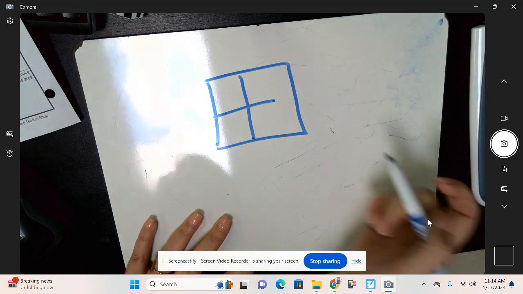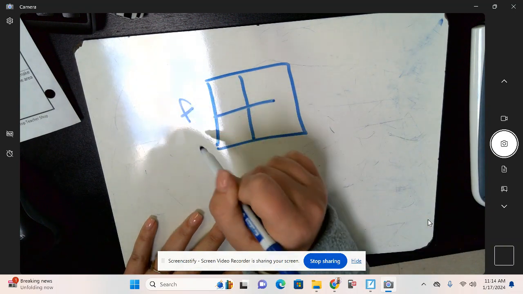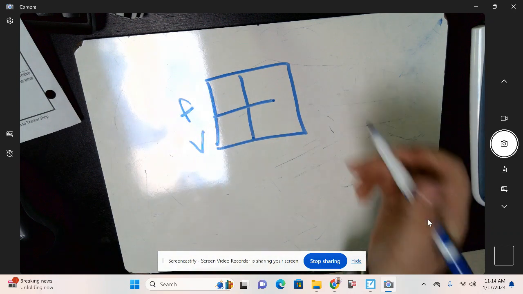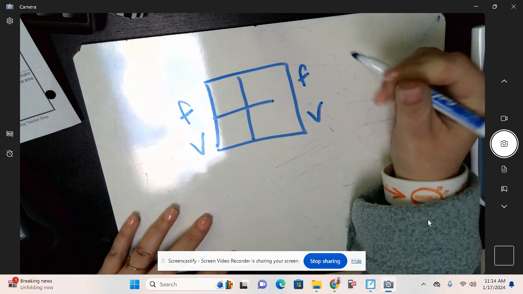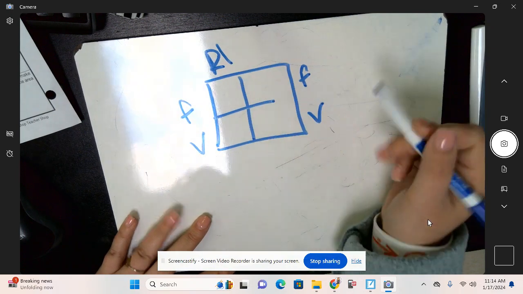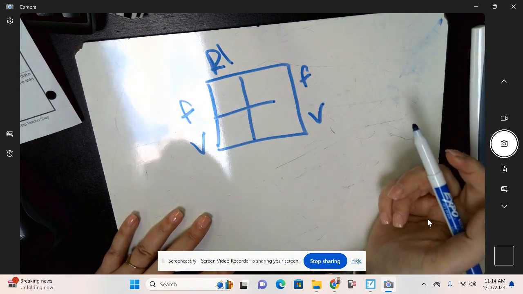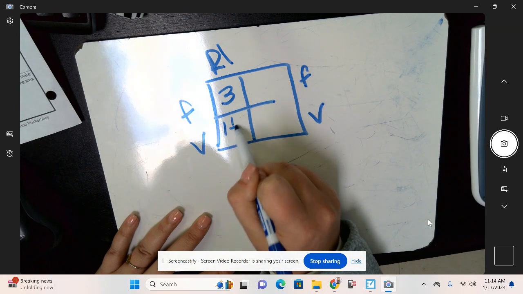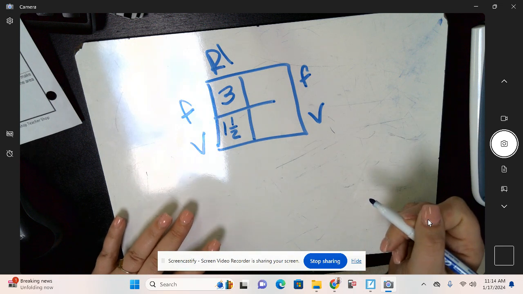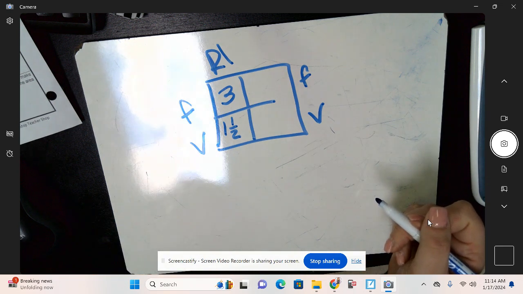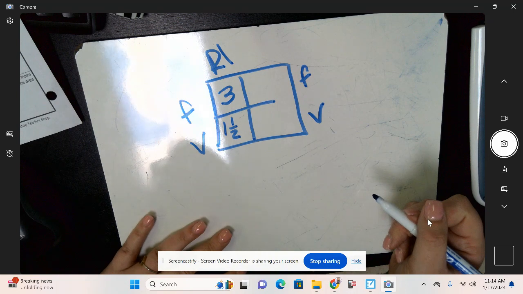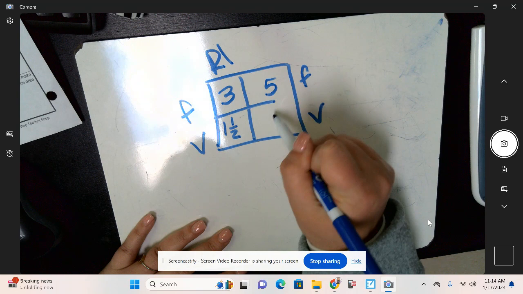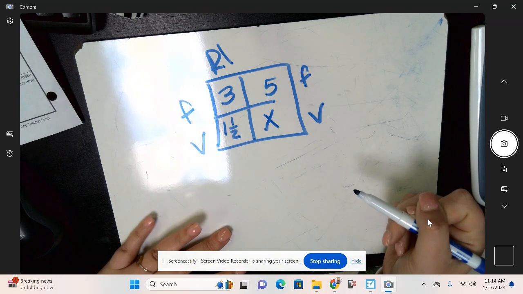And we're comparing cups of flour to teaspoons of vanilla. So I've got flour to vanilla. My first column is my original ratio. And it tells me that if I have 3 cups of flour, I need 1.5 teaspoons of vanilla, my bad. The question says, how many teaspoons would you need if you had 5 cups of flour? So we're looking for the vanilla.